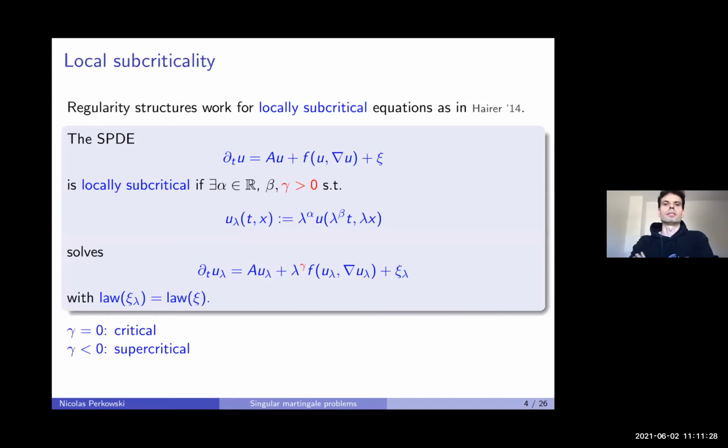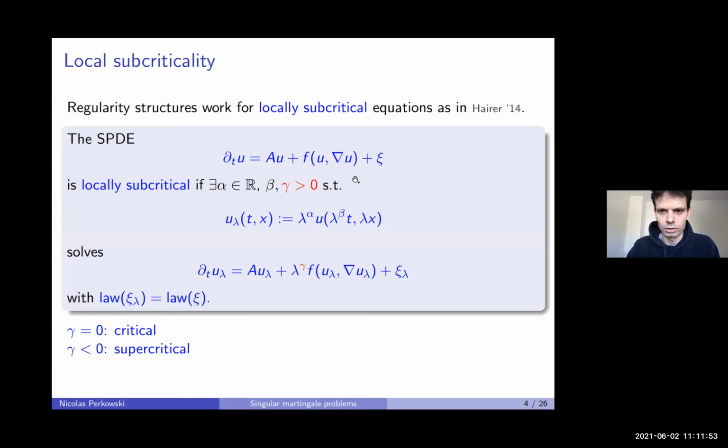Okay, because it will be relevant later, let's talk about how far we can go with this theory with regularity structures. Essentially this works for locally subcritical equations. So you need some other conditions on top of local subcriticality, but essentially local subcriticality is the main thing you need. And what does local subcriticality mean?